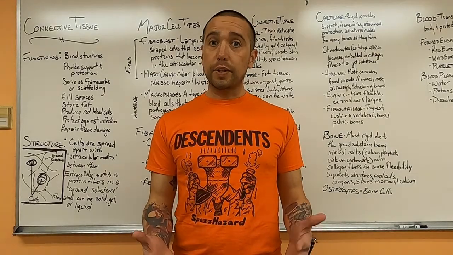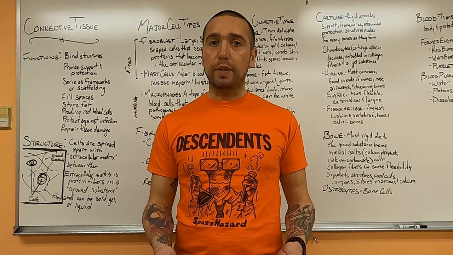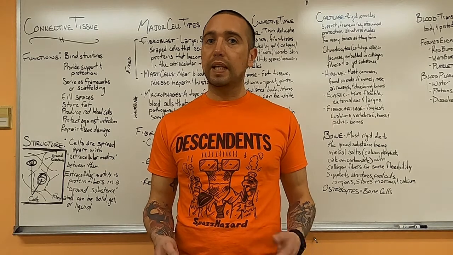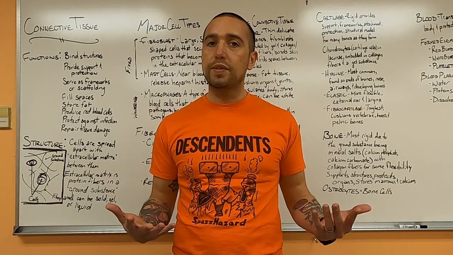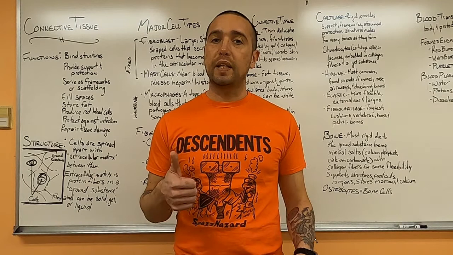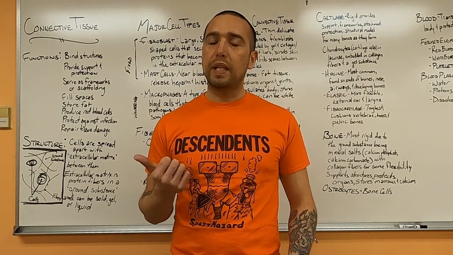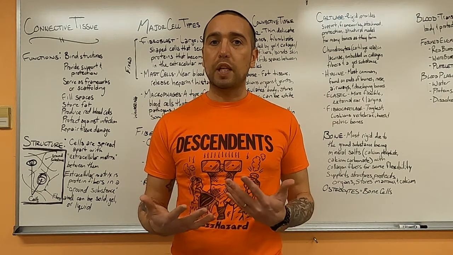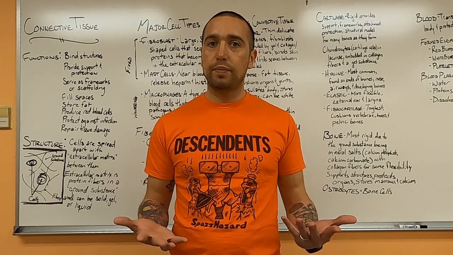This is going to be part 2 of our 3-part series all about tissue types. Today we're going to be covering connective tissues. Connective tissues are a wide variety of tissues. There are a lot of them, everything from something hard like bone to something pretty much liquid like blood. There are some commonalities and we'll talk about those and then the different types.